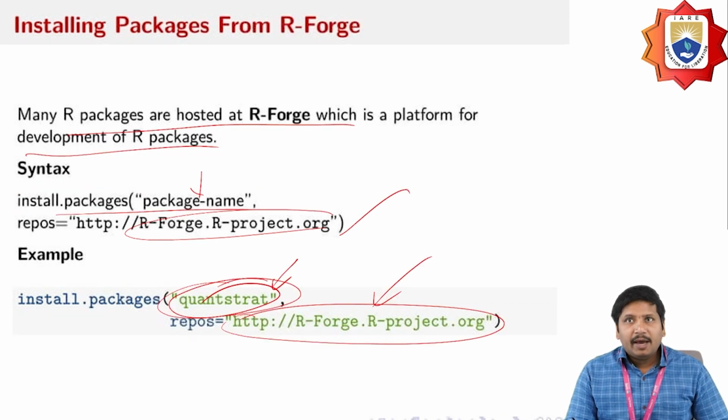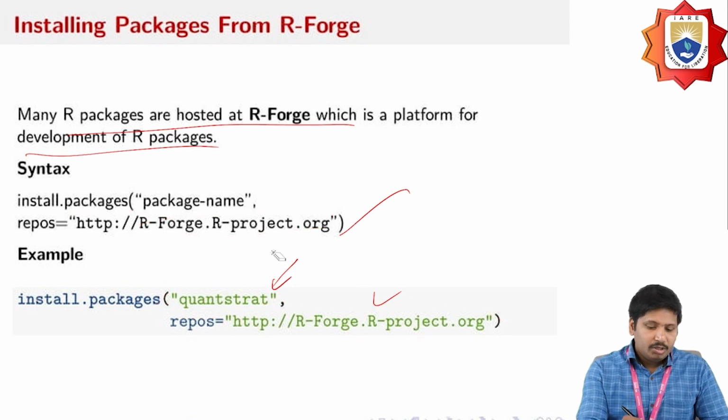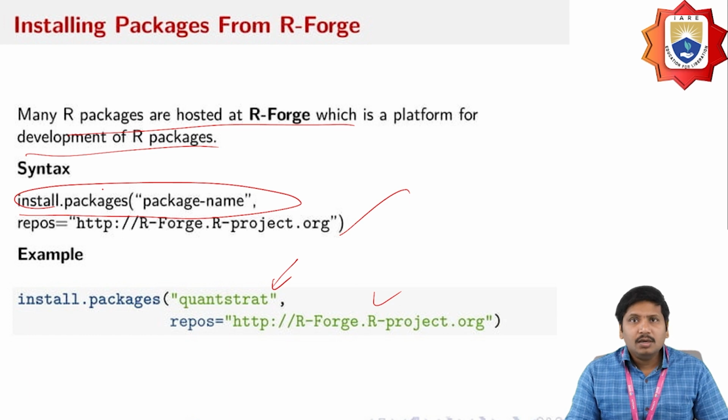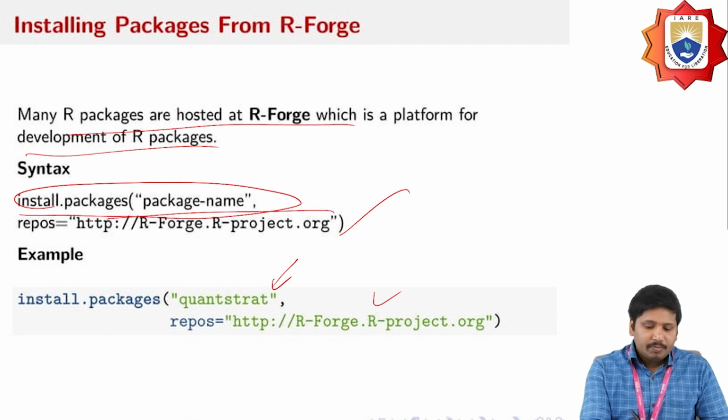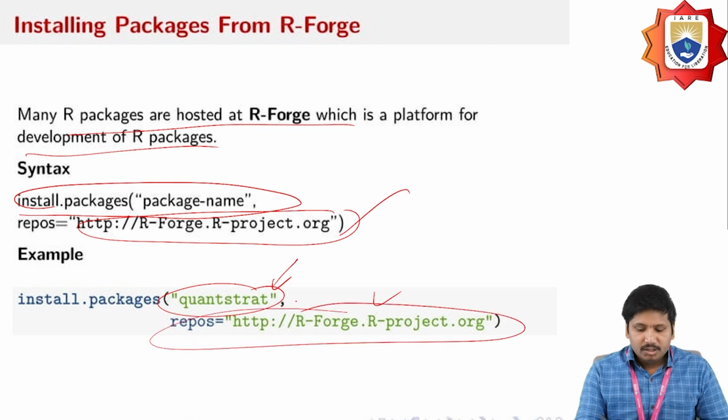And installing the package from R-Forge: we can manage R packages mostly by the R-Forge platform. It is for the development of R packages. So we have to know the package name and where this package is going to be fetched from, that is, the repository name, and I have to mention it. Suppose I want to install this package name and the repository name is this, so that I can install this package from this repository.